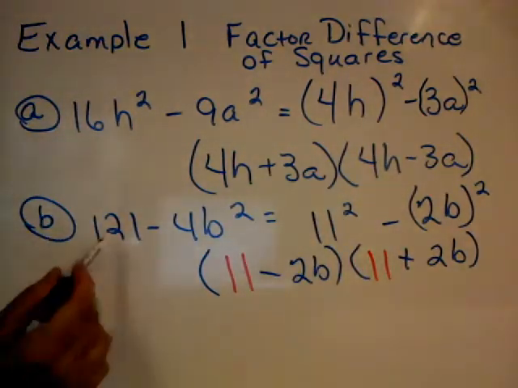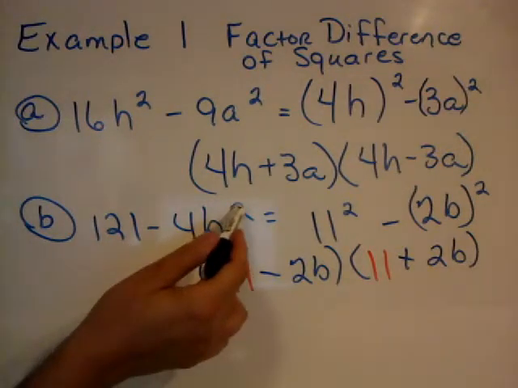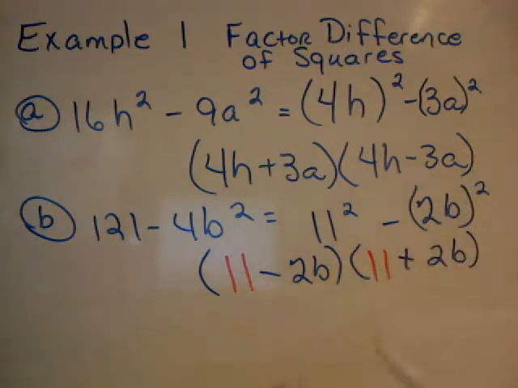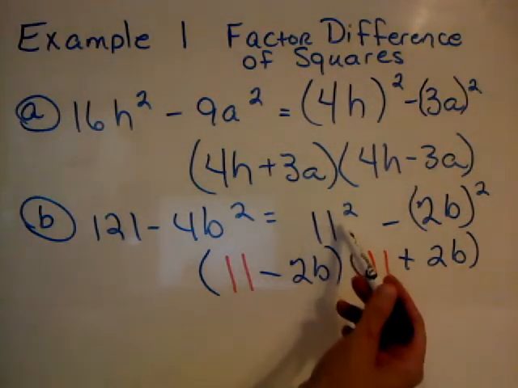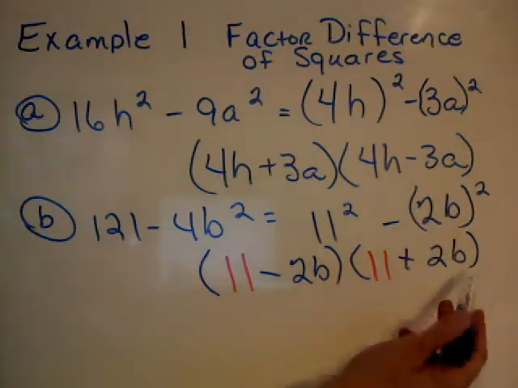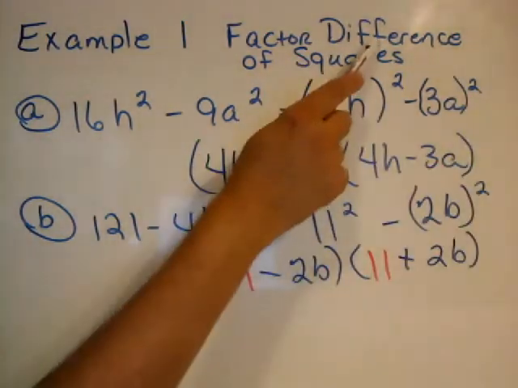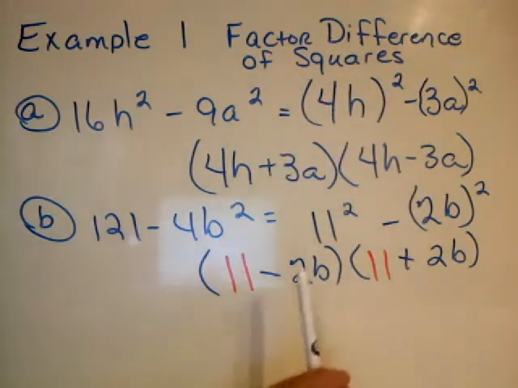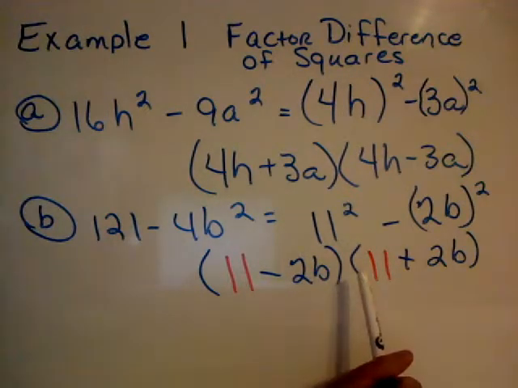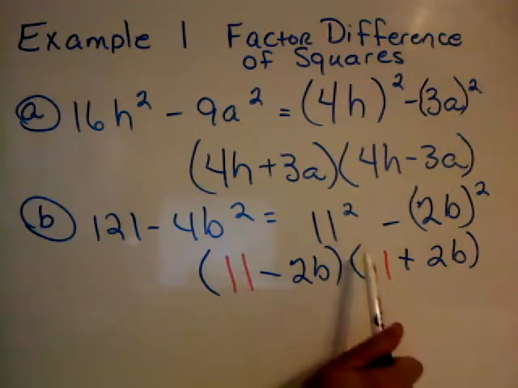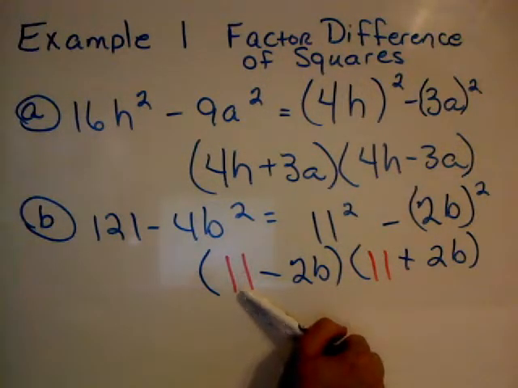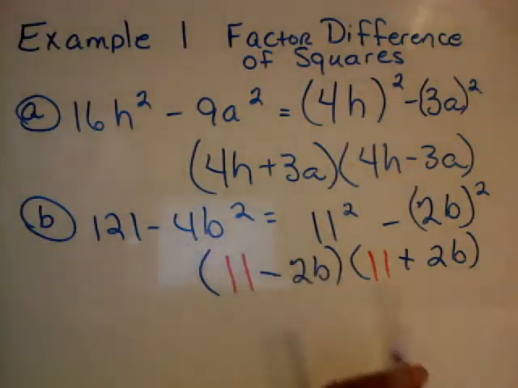Example B, 121 minus 4b squared equals 11 squared minus 2b squared. So I would say 11 minus 2b times 11 plus 2b. Now remember, we're doing difference of squares. So I have to have a minus and a plus so that when I use my foil method, the outer and the inner will cancel each other out, leaving me with just the 121 and the minus 4b squared.